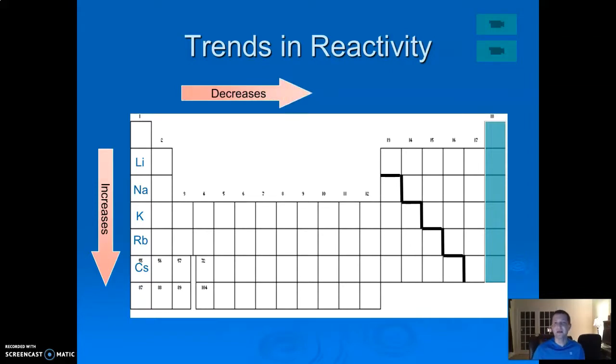So since the alkali metals are the most reactive group, which you probably knew already, as you go from left to right, the reactivity decreases.